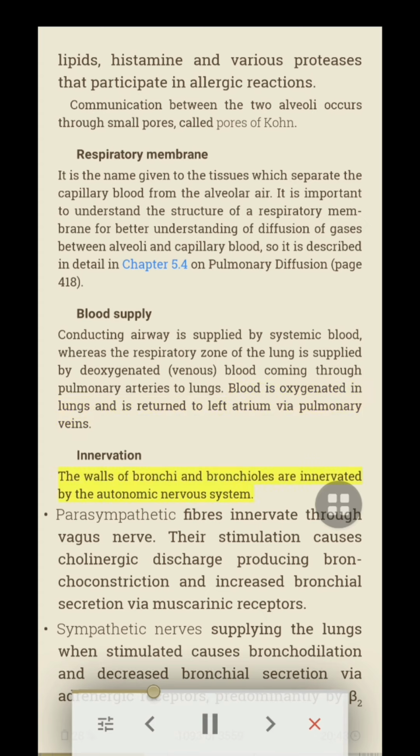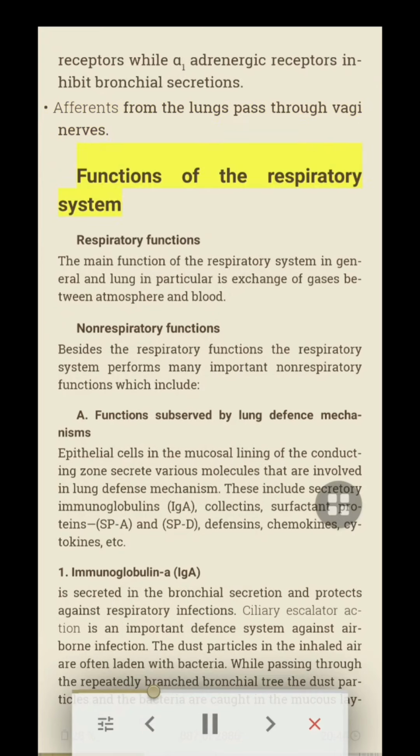Innervation. The walls of bronchi and bronchioles are innervated by the autonomic nervous system. Parasympathetic fibers innervate through vagus nerve. Their stimulation causes cholinergic discharge, producing bronchoconstriction and increased bronchial secretion via muscarinic receptors. Sympathetic nerve supplying the lungs when stimulated causes bronchodilation and decreased bronchial secretion via adrenergic receptors, predominantly by beta-2 receptors, while alpha-1 adrenergic receptors inhibit bronchial secretions. Afferents from the lungs pass through vagus nerves.